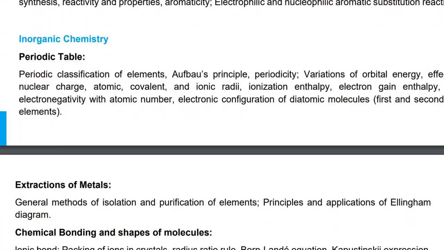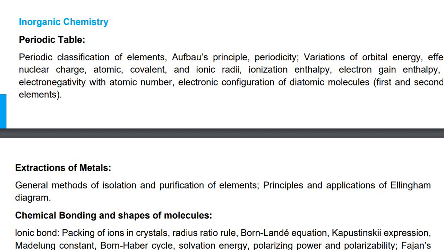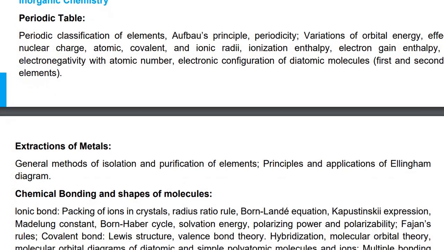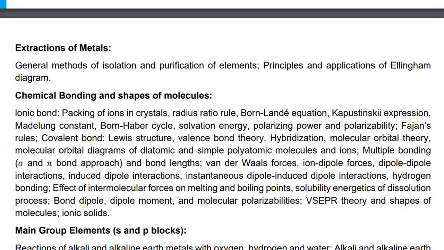Now, my friend, inorganic chemistry, periodic table: the periodic classification of elements, Aufbau principle, periodicity, variation of orbital energy, effective nuclear charge, atomic, covalent and ionic radii, ionization enthalpy, electron gain enthalpy, and electronegativity with atomic number, electronic configuration of diatomic molecules, first and second row elements. Now, extraction of metals: the general methods of isolation and purification of elements, principles and application of Ellingham diagram.